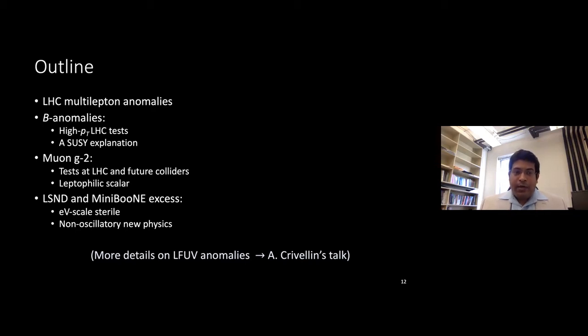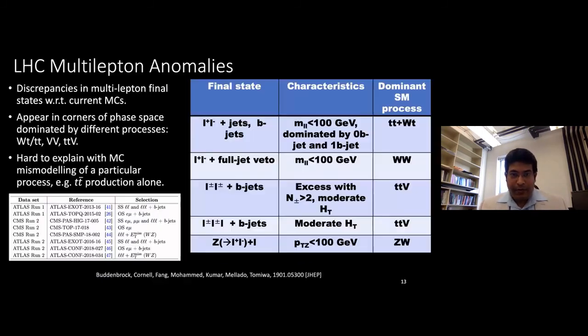Then I'll talk a little bit about the muon g-2 anomaly, and again how to test this at the LHC and future colliders in a complementary way. I'll also give an example of the electrophilic scalar. And finally, if I have time, then I'll focus on the LSND and minimal nexus. Okay, let's see how far we go.